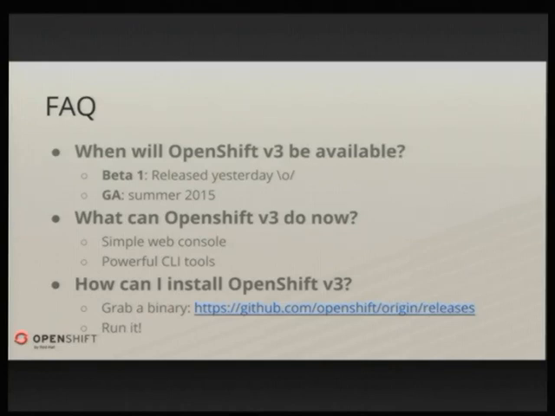I told you OpenShift is written in Go. So OpenShift is currently distributed as one single binary, so you don't need to install anything actually. You just need to have a Fedora or Arch Linux or Ubuntu that runs Docker. If you launch the binary, you get OpenShift.